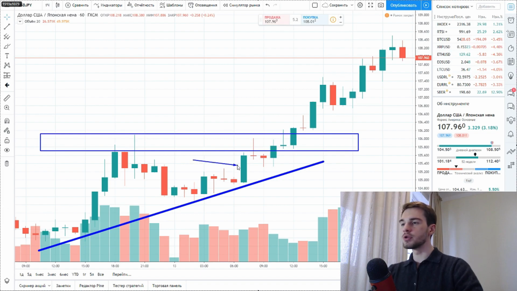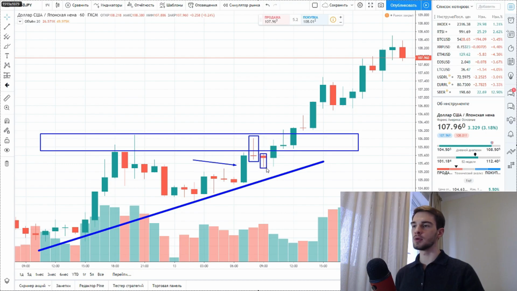Here we see a strong candle moving upward that approached the resistance level. After it, a pin bar formed. Following the pin bar, this kind of movement occurred. The price went down a little over the hour, then bounced back again, and a pin bar was formed once more. What does this tell us?